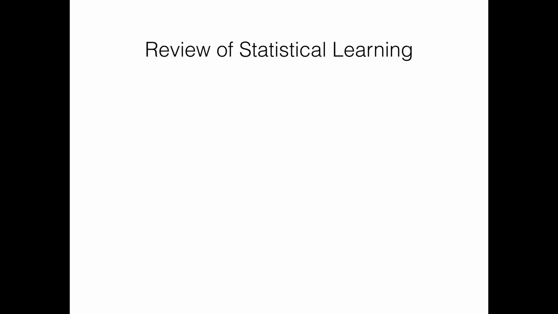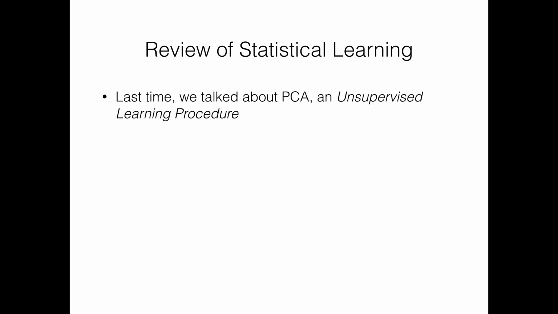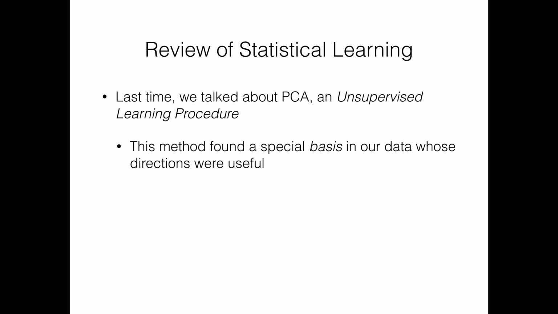This is what this first slide is attempting to outline. Just as a brief review of statistical learning, last time we talked about principal components analysis, which I described as this unsupervised learning procedure. We used this to find a special basis, a special set of orthogonal axes that aligned with our data in a particularly useful way. We used that basis to view the data in a way that has a variety of advantages.